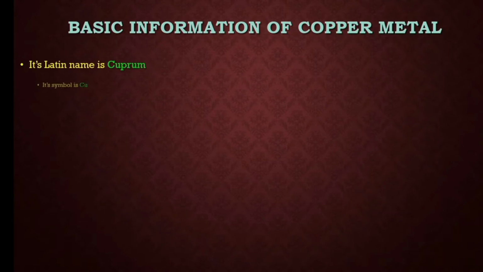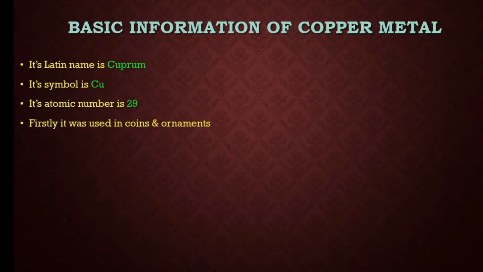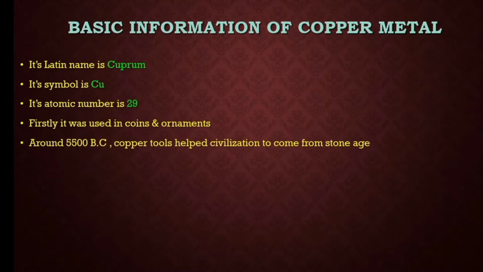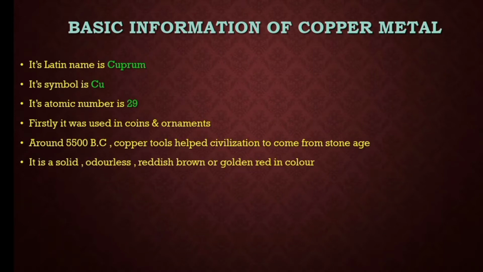Now coming to the basic information of the copper metal, its Latin name is cuprum and its symbol is Cu, its atomic number is 29. And coming to its history, firstly it was used in coins and ornaments, and around 5500 BC, copper tools helped the civilization to come out of the Stone Age. It is a solid and odorless, reddish brown or golden red in color. So this is the basic information of the copper metal.